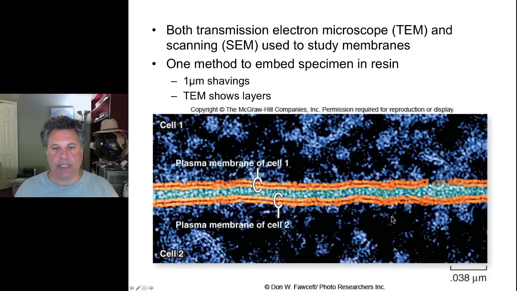Here's a transmission electron micrograph, falsely colored, showing 2 cells, cell 1 and cell 2. Here is the plasma membrane phospholipid bilayer of cell 2. Here is the phospholipid bilayer of cell 1. And here is the intercellular space.